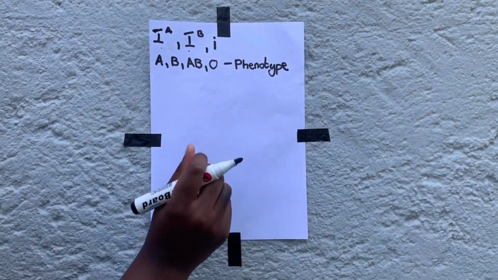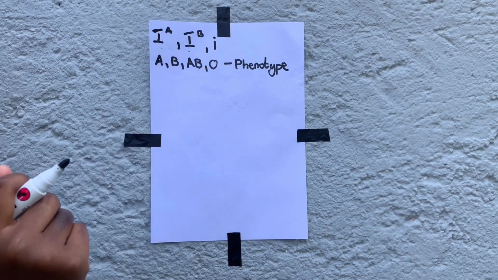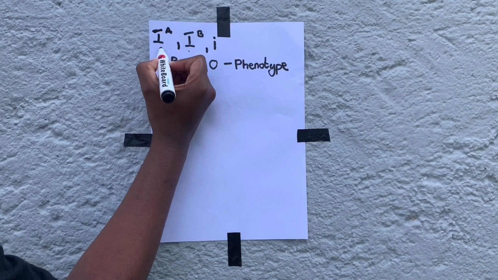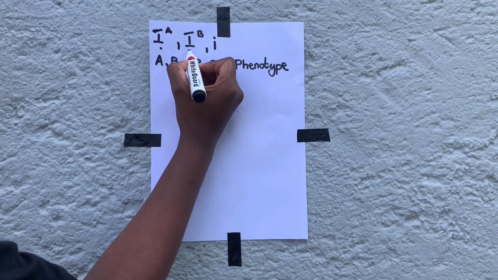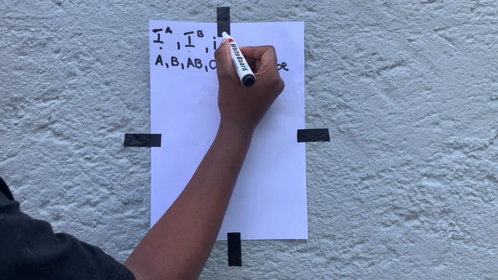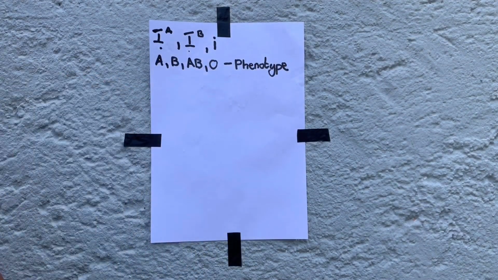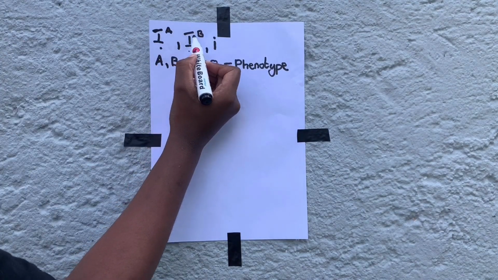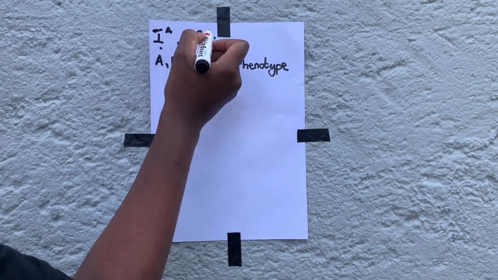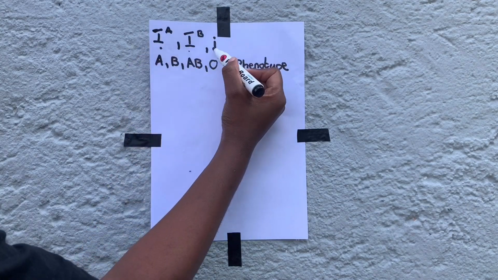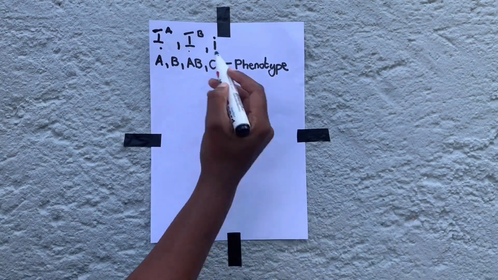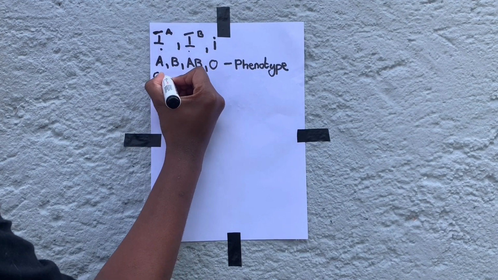But it is controlled by one gene, which is the ABO gene, which has 3 alleles. These are your 3 different alleles: A, B, and I, which is the allele for blood group O. Both A and B are co-dominant over each other. No one is more dominant than the other, but both of them are dominant over I because it is a recessive allele.